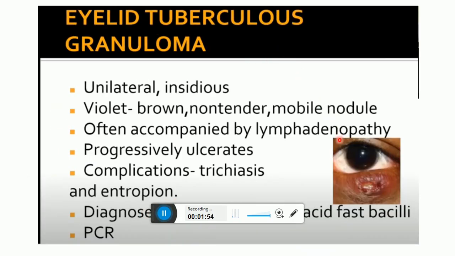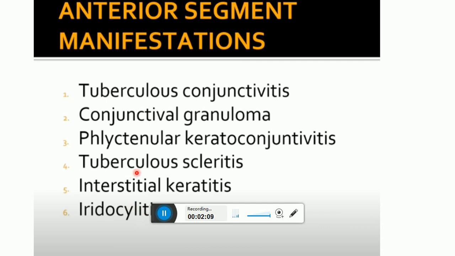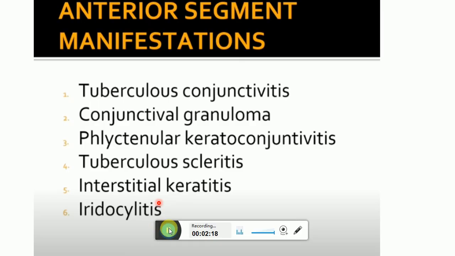Eyelid tuberculous granuloma. These are unilateral, insidious. These are violet brown, non-tender, mobile nodules accompanied by lymphadenopathy, and they can also ulcerate. Complications are trichiasis and entropion. In the anterior segment, it can cause conjunctivitis, conjunctival granuloma, phlyctenular keratoconjunctivitis, tuberculous scleritis, interstitial keratitis, and iridocyclitis.